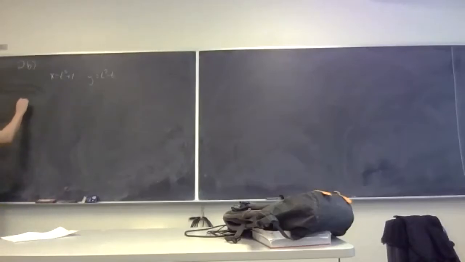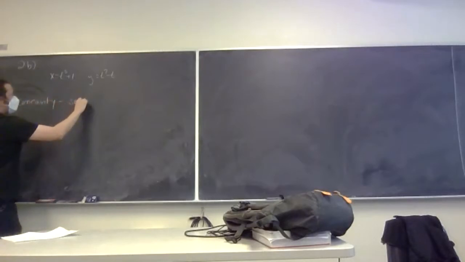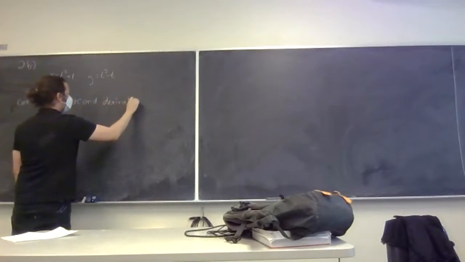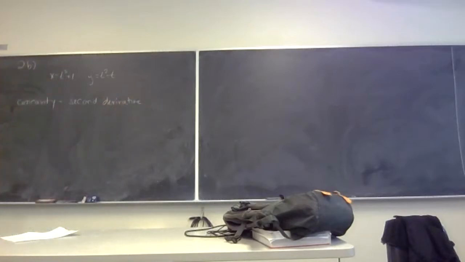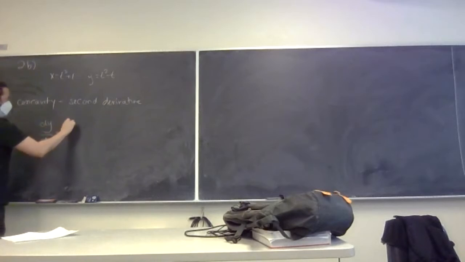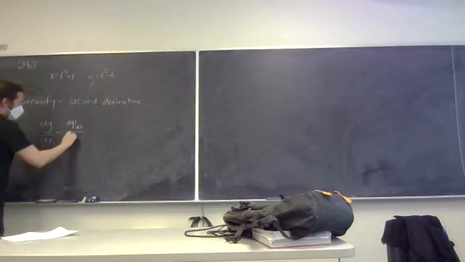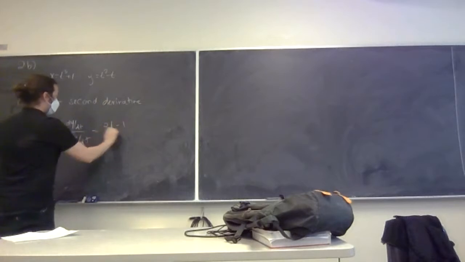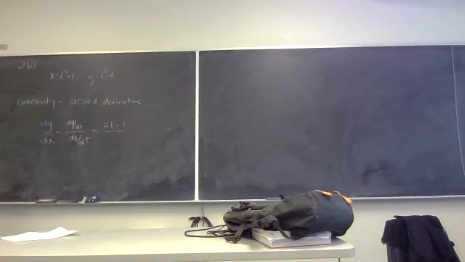So if we're talking about concavity, that means I'm going to have to compute a second derivative. To get the second derivative, I need the first derivative. That's easy to compute, so we'll just write that down real quick. In a parametric setting, dy/dx is equal to dy/dt over dx/dt, which is (2t minus 1) over 3t squared.